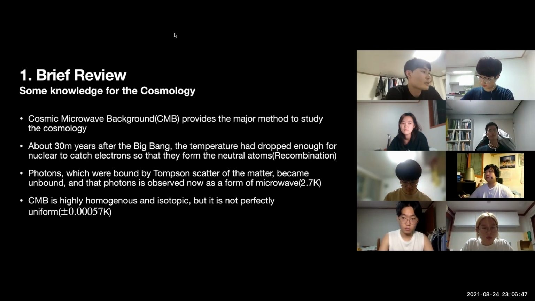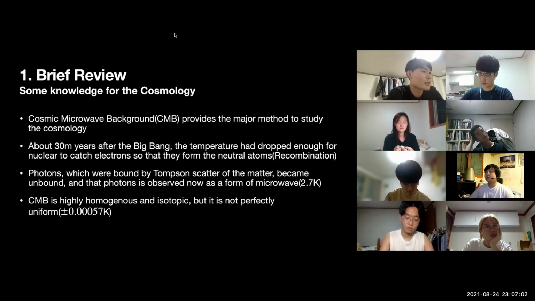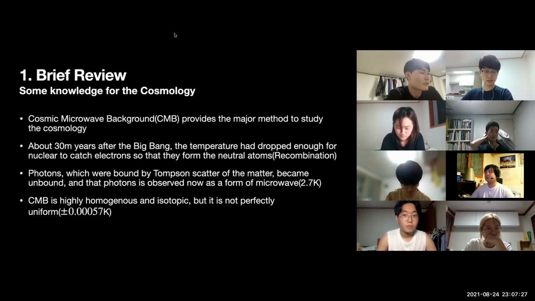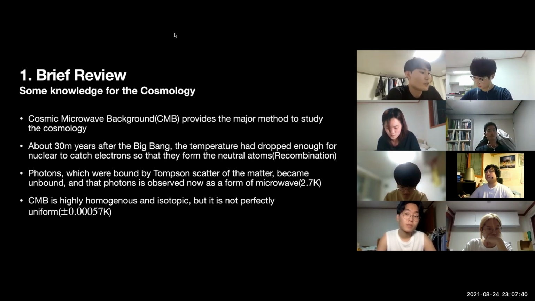And you should know the concept of the cosmic microwave background, CMB. 380 thousand years after the Big Bang, the temperature had dropped enough for nuclei to catch electrons, so they formed neutral atoms. But after the decoupling, the photons finally became free from their interactions. So those photons are observed now in the form of microwaves, which have a temperature of 2.7 Kelvin.